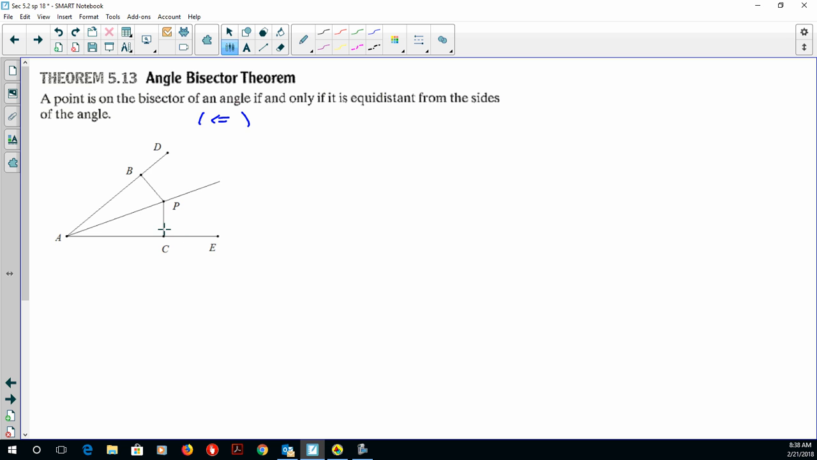Okay. So, in this one, we're going to suppose that PB is perpendicular to AB, PC perpendicular to AC, and PB and PC are the same length. We want to prove that angle BAP is congruent to angle CAP.